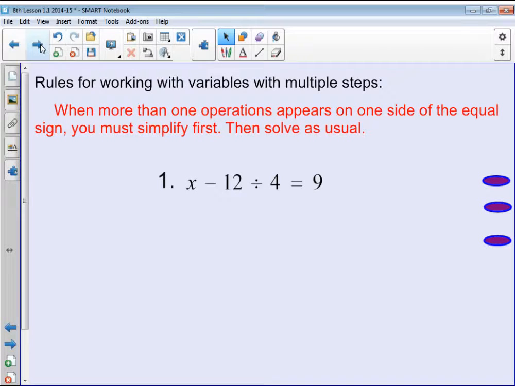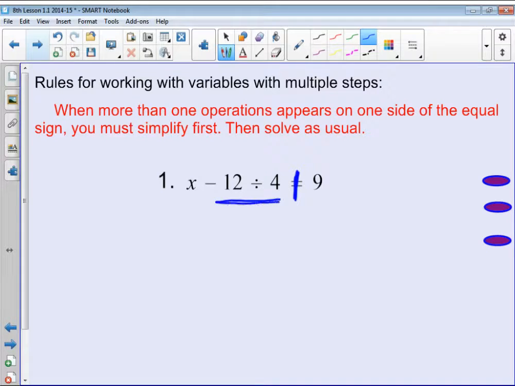Working with things that have multiple steps. So when I look at this equation, here's my equal sign. When there's more than one operation on one side of the equal sign, you must simplify it first. So I just identified where my equal sign is. I'm going to go ahead and simplify over here.